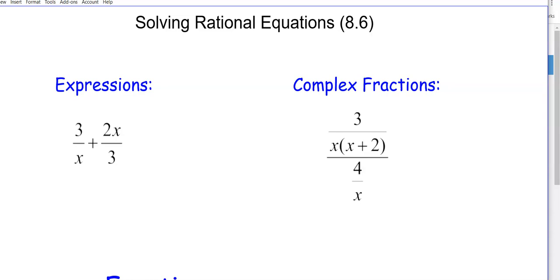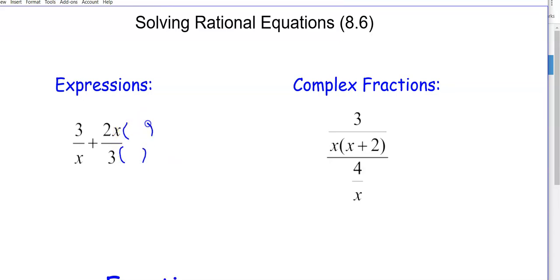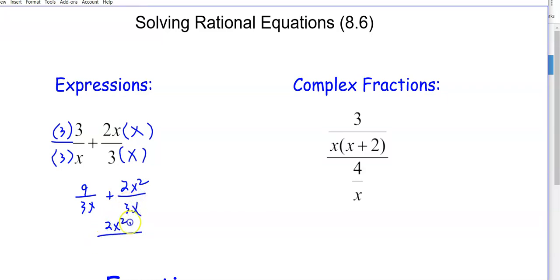Okay, just to recap what we've done the last couple sections, we did one about expressions. And so if you're dealing with an expression, you need to combine those into one fraction, right? So you need the same denominator. So we talked about that, like this one is lacking an x. This one is lacking a 3 here. And so once you do that, you get 9 over 3x plus 2x squared over 3x. And so the final answer there would be 2x squared plus 9 over 3x, because I don't think it simplifies any more than that.